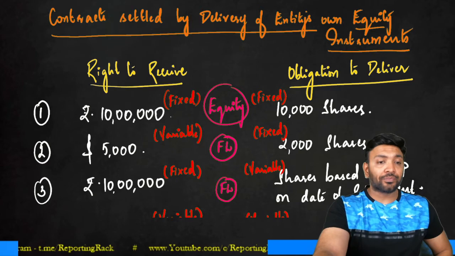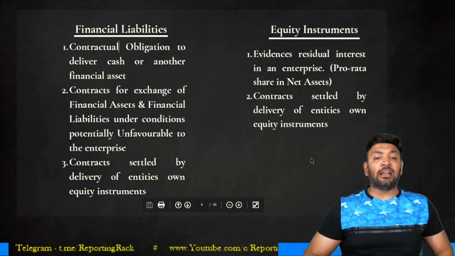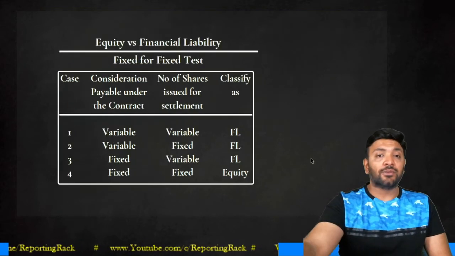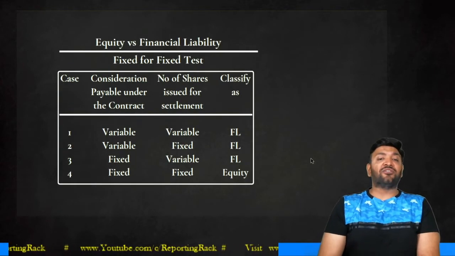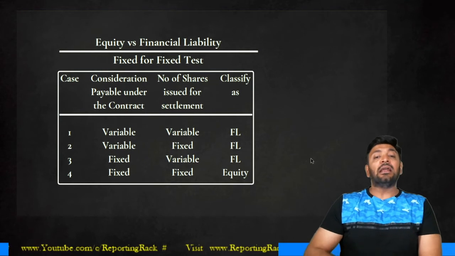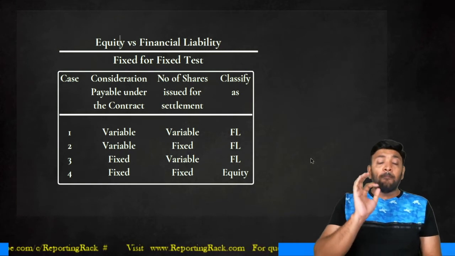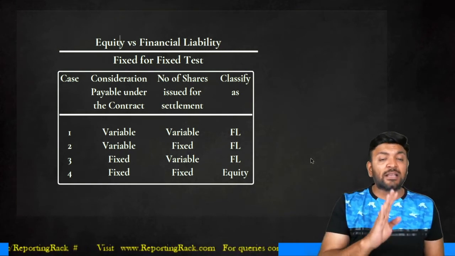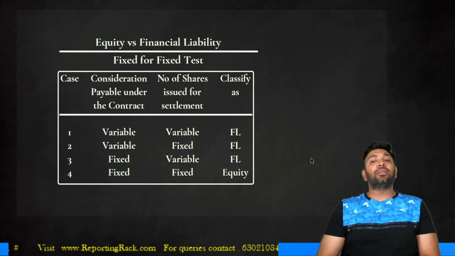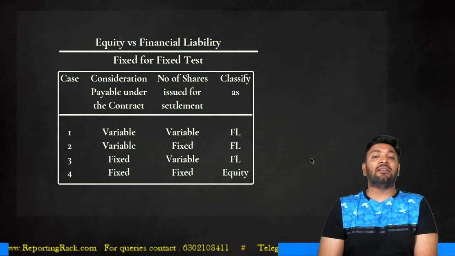Let's look at something. So what did we say? A contract settled by delivery of entity's own equity instrument can either be classified as a financial liability or as an equity instrument. It depends on the fixed for fixed test. If the consideration payable under the contract or the number of shares issued for settlement, if either of them is variable, then it has to be classified as financial liability. But if the consideration payable under the contract is fixed and the number of shares issued on settlement is fixed, then it should be classified as equity instrument. Let's say, for suppose, I have issued compulsory convertible preference shares to my investor.